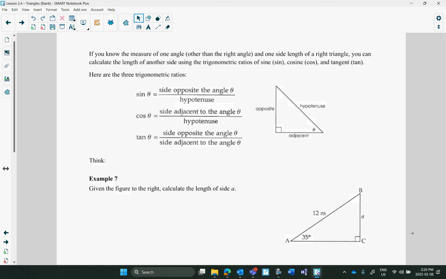So for example, if the acute angle is down here, this side would be called the opposite. The longest side, or opposite the right angle, would be the hypotenuse. And then sort of by default, that's going to be adjacent. Right? And how do we remember these ones? SOHCAHTOA.